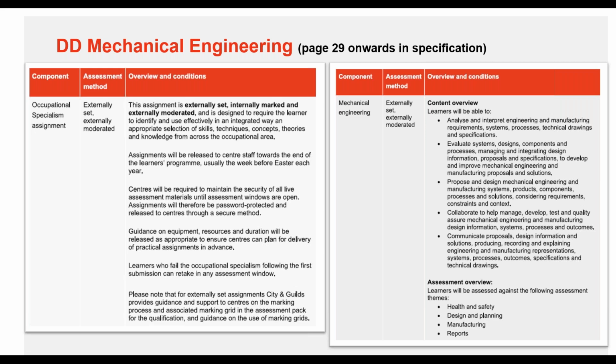Within design and development, the assessment overview themes, and this is where you'll be using your marking band grid too, are to do with health and safety, design and planning, manufacture, and reports. And again, the learner is going to be analysing, evaluating, proposing, collaborating, and communicating to meet those performance outcomes identified on the previous slide. As you can see, we will be releasing these assessments towards the end of the programme in the second year. And then again, you'll be able to download the information and resources to complete the assessment. Again, these assessments are done in controlled conditions.